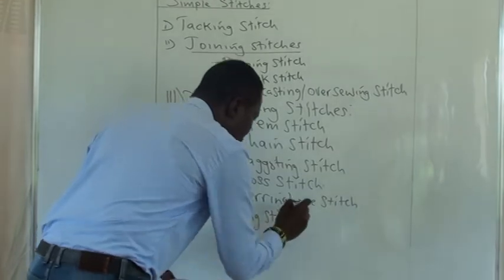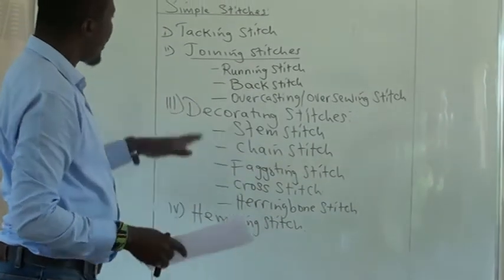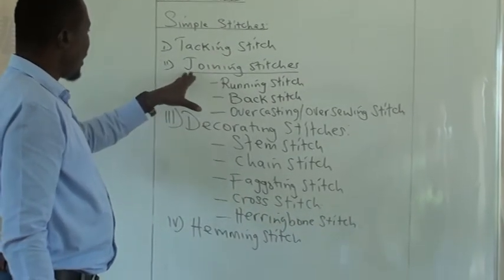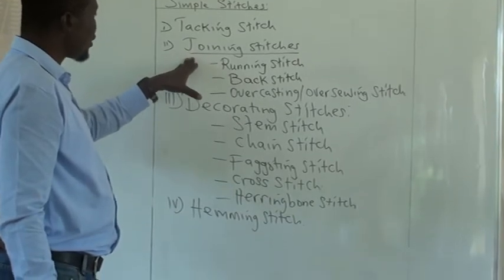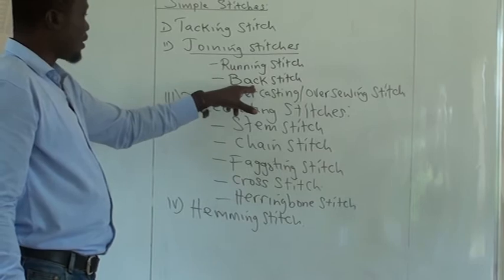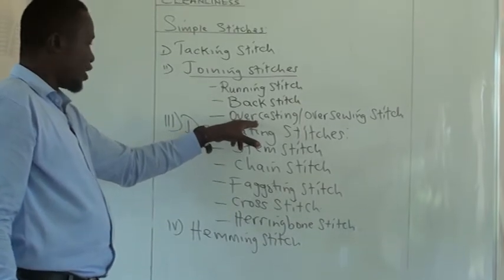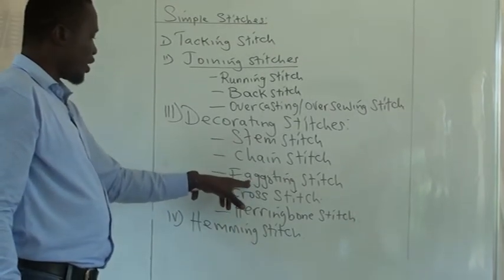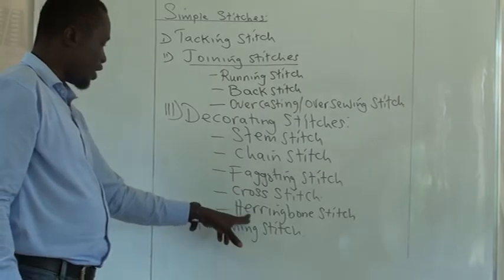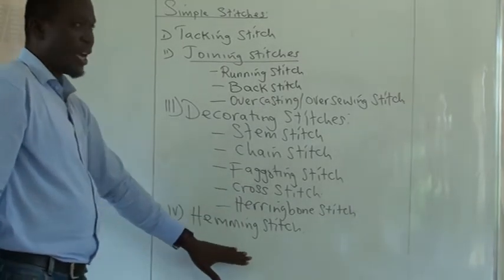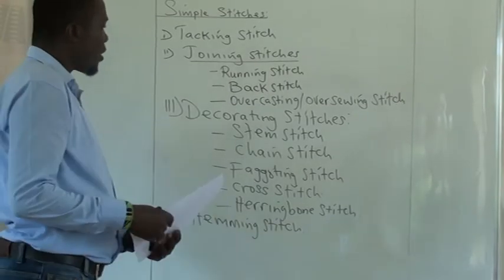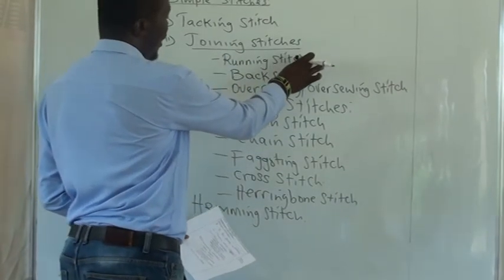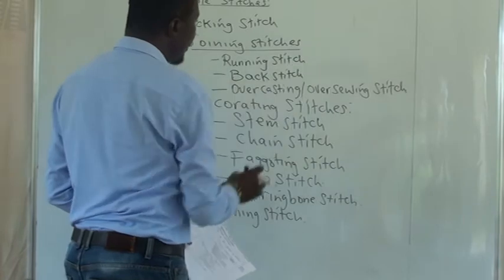So, when we talk about the groups of stitches, we have four groups. The tacking stitch; the second group, which is the joining stitches, where we have the running stitch, the back stitch, and the overcasting or oversewing stitch; the decorative stitches, where we have the stem stitch, chain stitch, fagoting stitch, cross stitch, and herringbone stitch; and the last group, the hemming stitch. Now, last time we talked about the tacking stitch, and we also did a little on the running stitch.